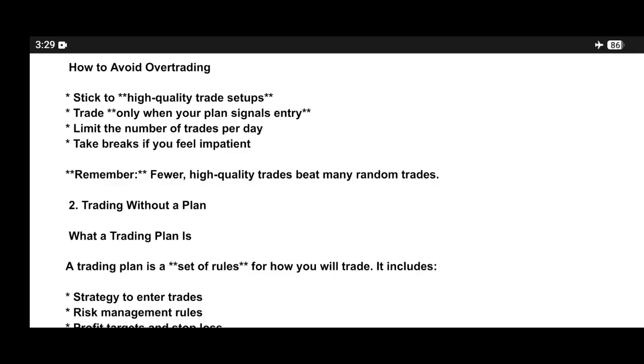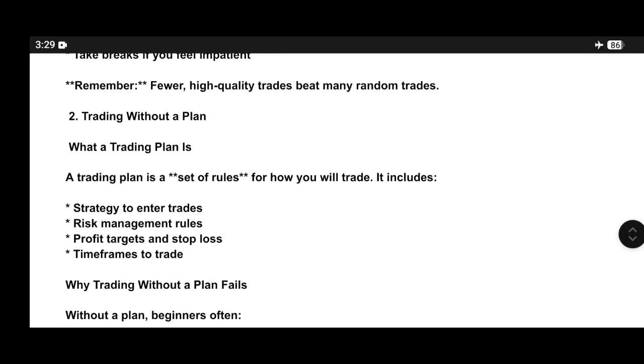Number two, trading without a plan. What is a trading plan? A trading plan is a set of rules for how you will trade, and it includes a strategy to enter trades, risk management rules, your profit target and stop loss rules, and also the time frame to trade.